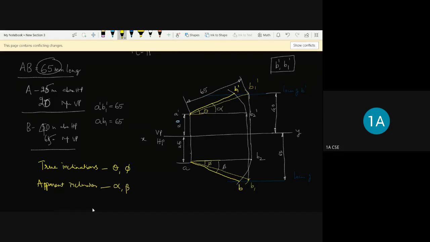Any doubt in this question? In solving? So I'm giving the assignments. If you have any question, please ask now only. Please practice to the scale. Don't draw rough drawings.